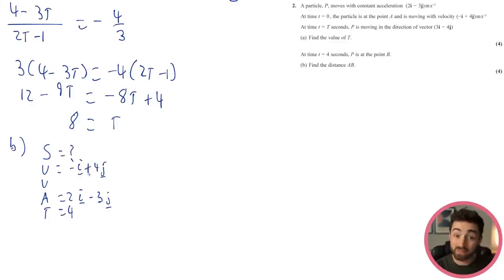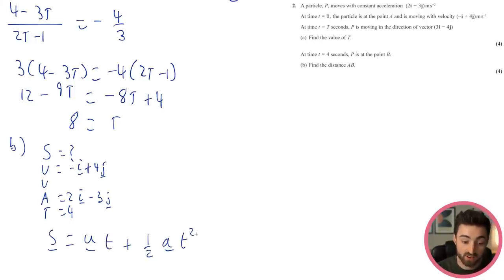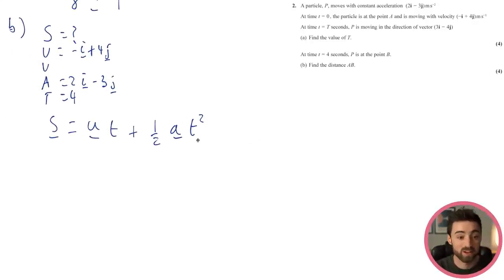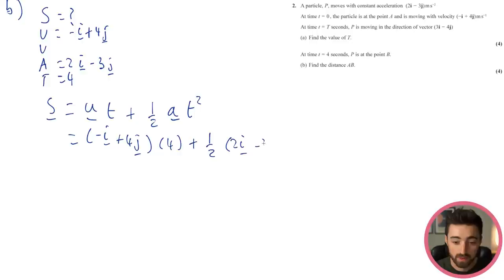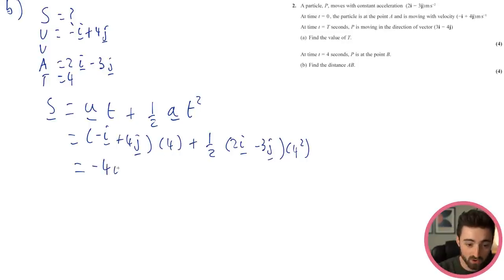So I believe in this case, we could use s equals ut plus a half a t squared, and it's just now a case of subbing them in. So u, here we go, minus i plus 4j all times by t, which is 4, plus a half a, 2i minus 3j times t squared, times 4 squared. What do we have? Okay, let's go slow here. So I'm going to get minus 4i plus 16j.